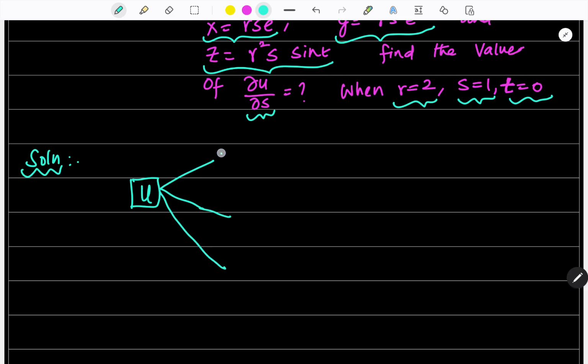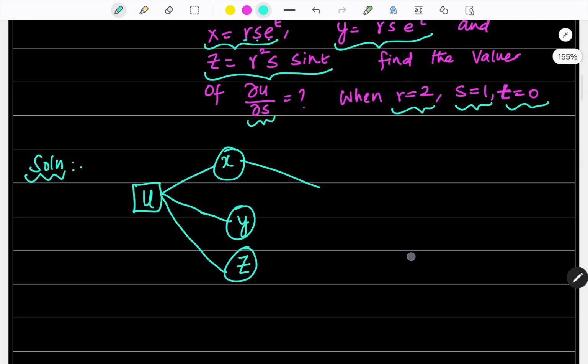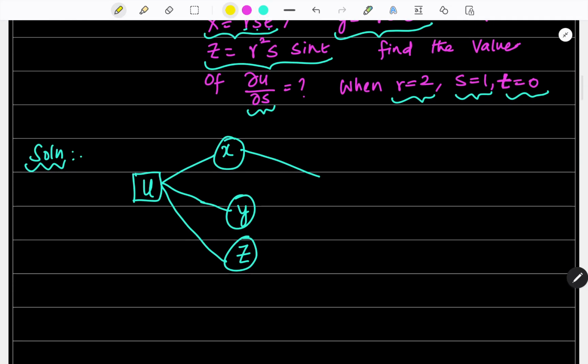U is a function of three variables x, y, z. And x is a function of how many variables? R, S, T. Also three variables. So totally three variables, right? So we can get three equations from this.